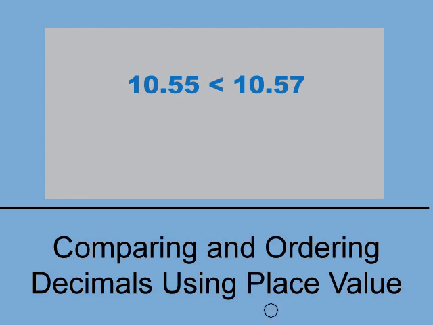We use a base 10 numbering system to write, compare, and compute with numbers. In this video, we will explore how place value allows you to compare and order decimals. Let's start with an example.